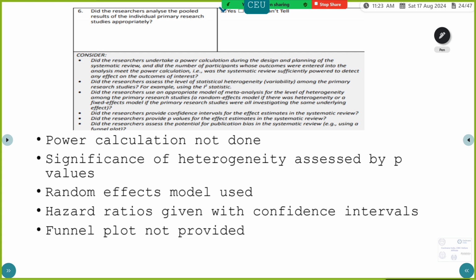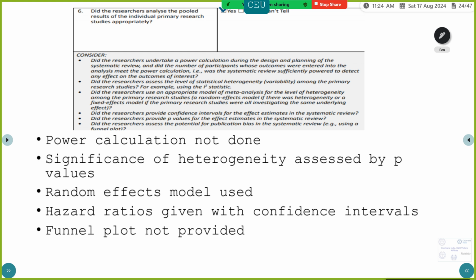So did the researchers analyze the pooled results of the individual primary research studies? Coming to this, they have mentioned that power calculation has not been done. But the power calculation essentially means that if they were to do a single large randomized controlled trial, would the number of patients in this meta-analysis be less than a single large randomized controlled trial? We've seen that the number of patients in this meta-analysis is 70,000. So there are an adequate number of patients in this meta-analysis.